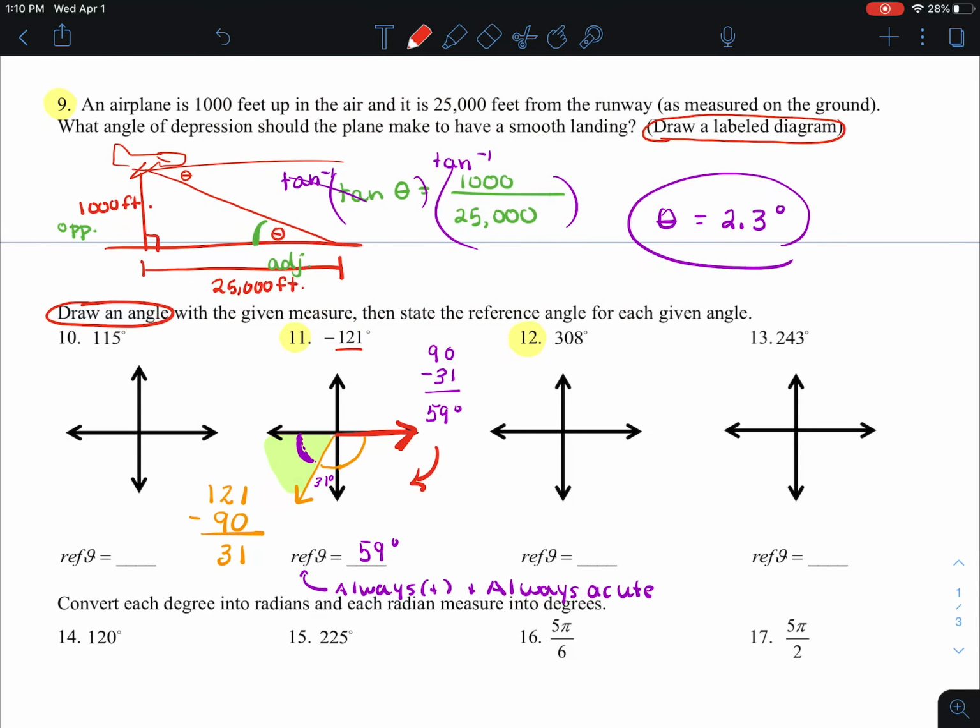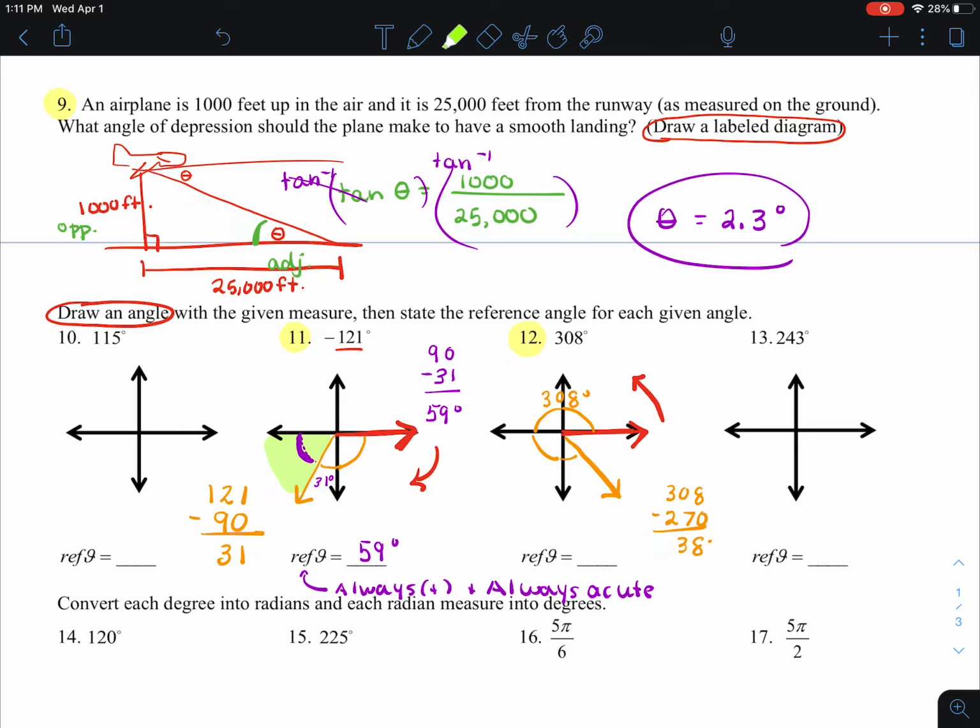Okay, let's try one more here. We're going to sketch a positive 308 degree angle. Now I'm going to go counterclockwise. Okay, I'm going to go 308 degrees. So here I've gone 90, here I've gone 180, here I've gone 270. I need to figure out, okay, how many more degrees do I need to travel? Well, I need to travel an additional 38 degrees here into quadrant 4. Okay, that would be a 308 degree angle.